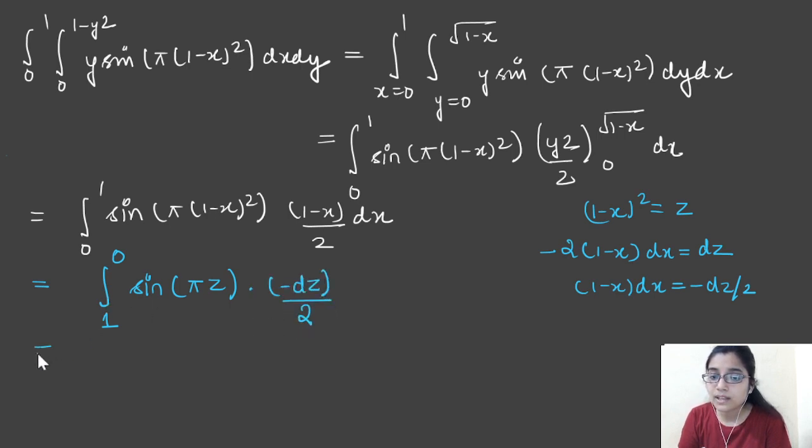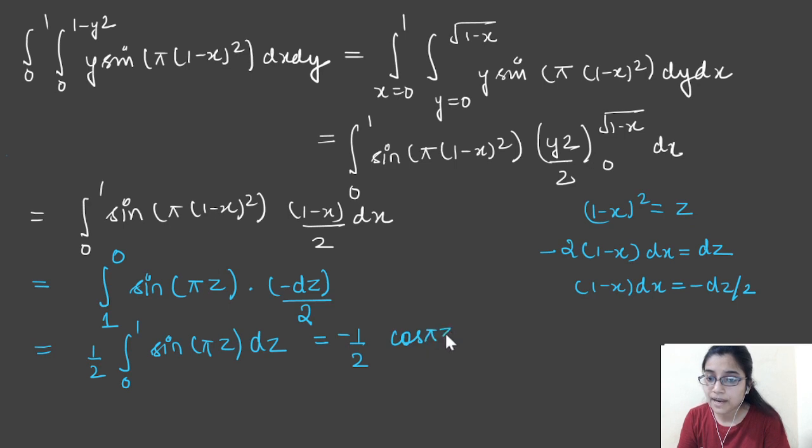Now you just interchange the limit to 0 to 1, and one negative sign you will get. So this negative and negative combine together to get a positive sign. So 0 to 1, 1 by 2, and this is going to be sine pi z dz. Now we will integrate with respect to z. So this is going to be minus cos pi z over pi, from 0 to 1. So this is minus 1 by 2 pi.